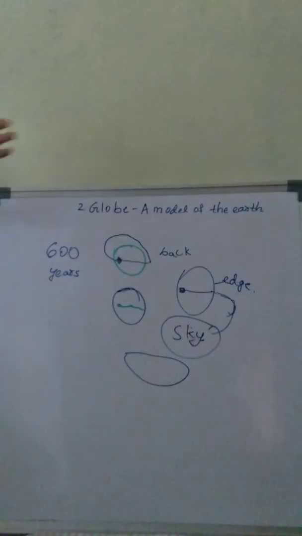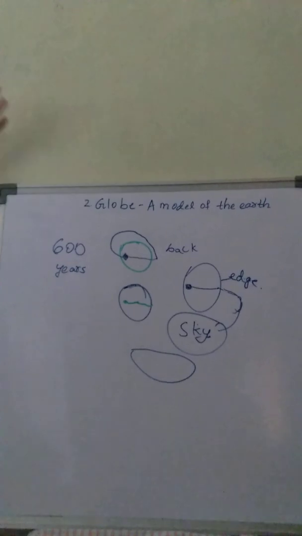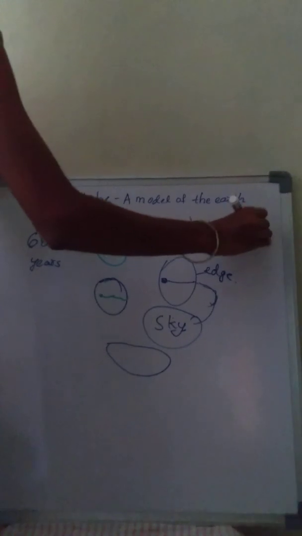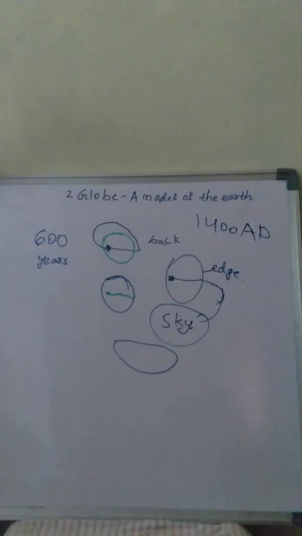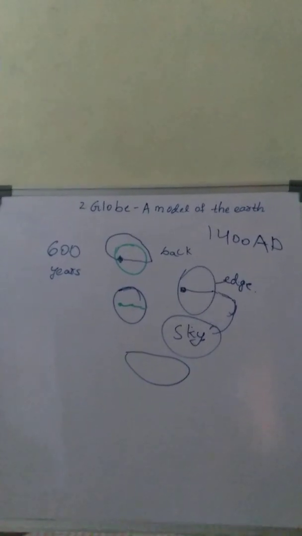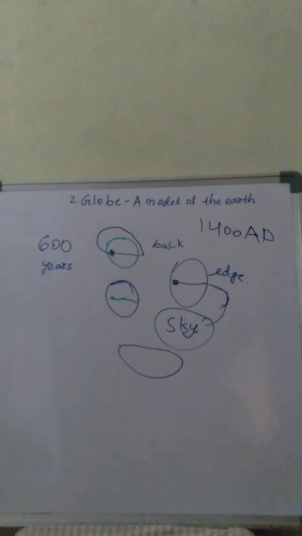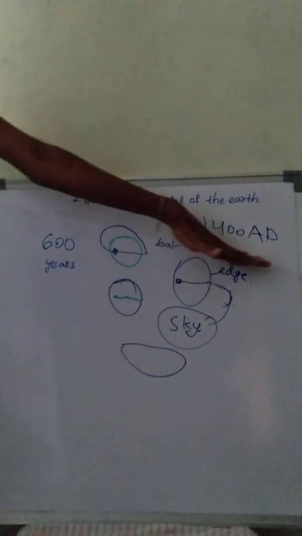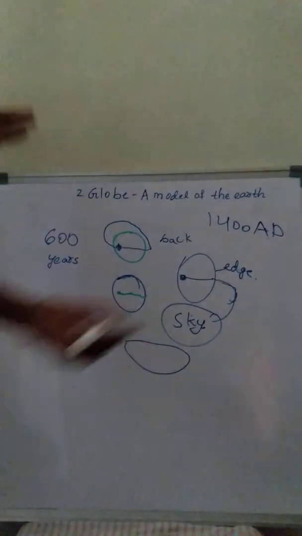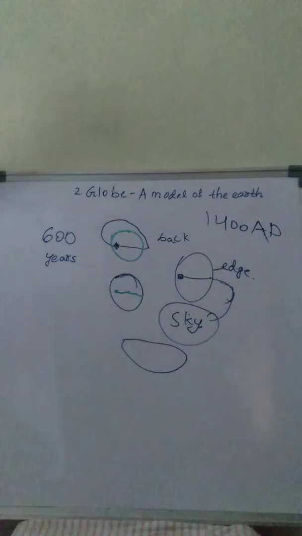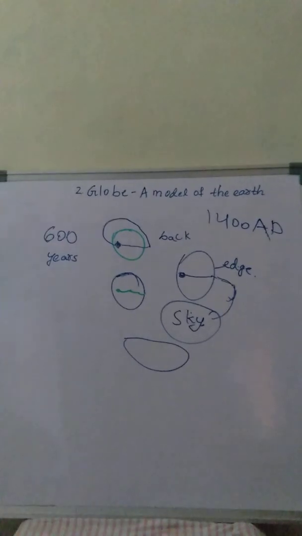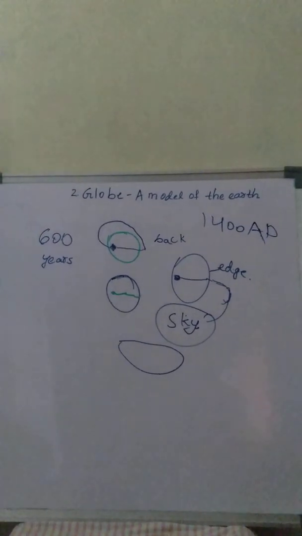Around 400 AD, scientists began to figure out that the earth must be like a ball. Before 1400 AD, scientists had begun to figure out that the earth must be like a ball.